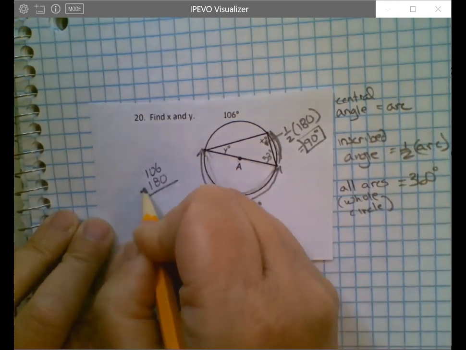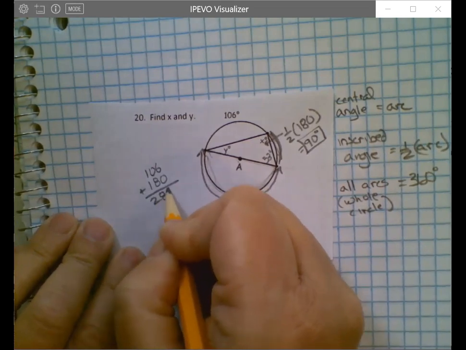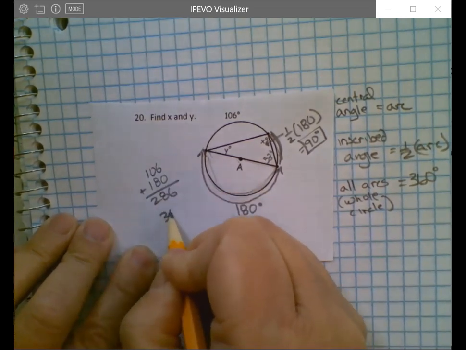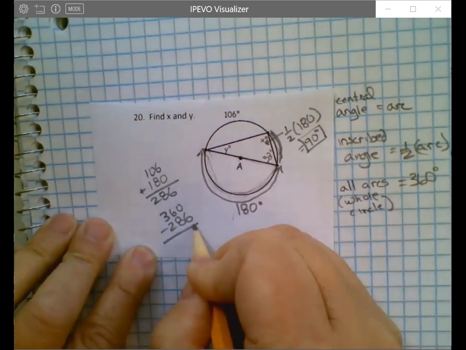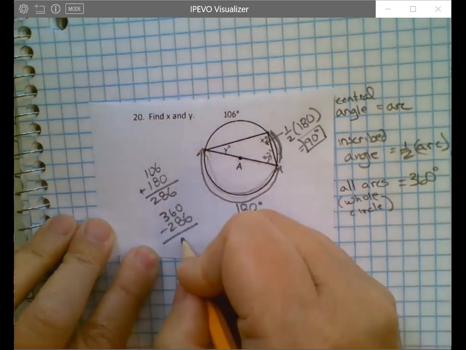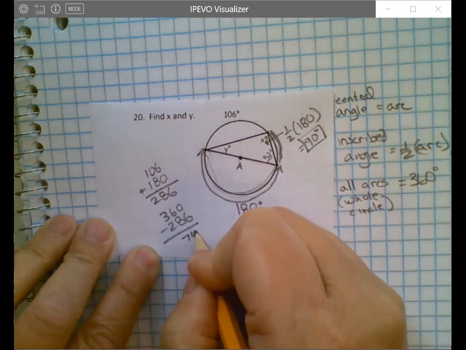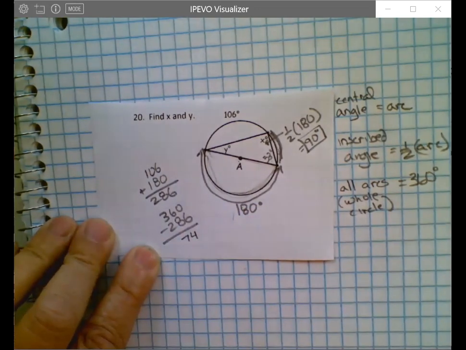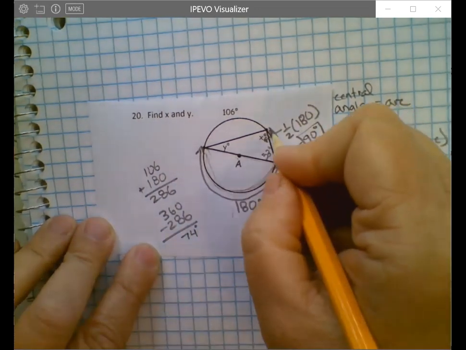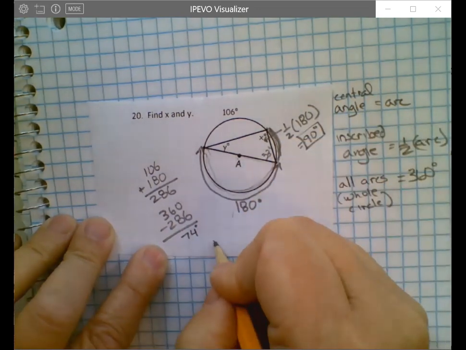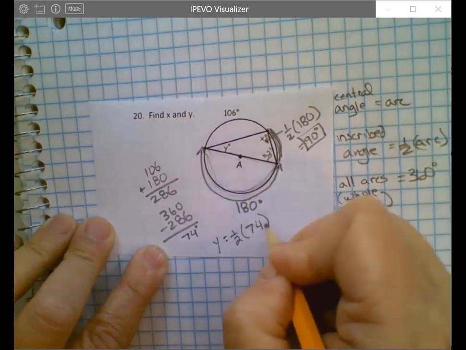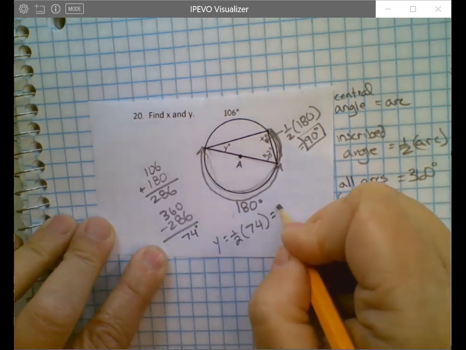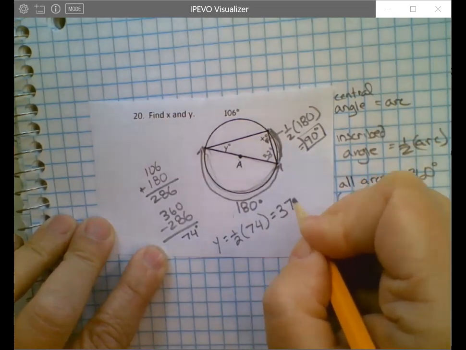And if we add those up, we get 286. Now if I subtract from 360, I get 74 degrees. So this little arc over here is 74 degrees, which means y has to be 1/2 of 74, which is 37 degrees.